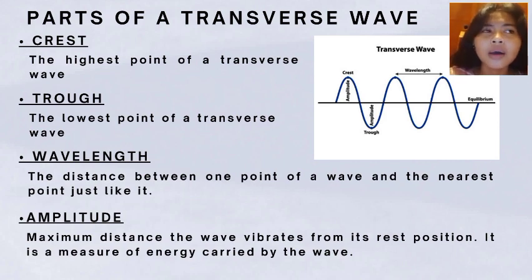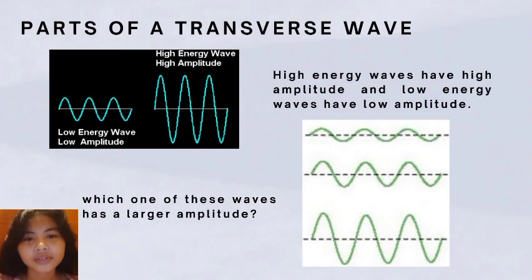The relation between amplitude and energy is that when a transverse wave possesses high energy, then the amplitude is also high. That means amplitude and energy are directly proportional to each other. If there is low energy, there is also low amplitude. That already explains what I said earlier: high energy waves have high amplitude and low energy waves have low amplitude.